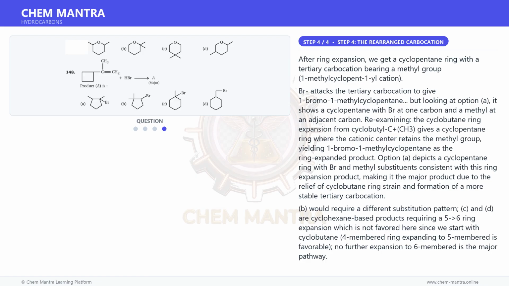B would require a different substitution pattern. C and D are cyclohexane-based products requiring a 5 to 6 ring expansion, which is not favored here since we start with cyclobutane. A 4-membered ring expanding to a 5-membered ring is favorable. No further expansion to a 6-membered ring is the major pathway.